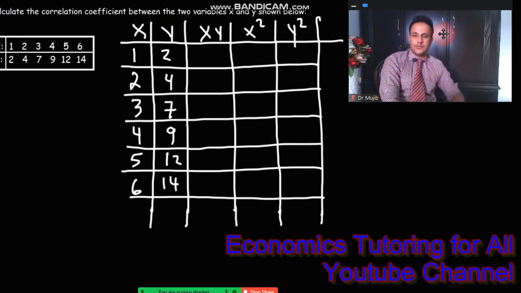Now we have to calculate xy. For that purpose we will multiply x with y values. That means 1 multiplied by 2 is equal to 2, 2 multiplied by 4 is equal to 8, and similarly 3 multiplied by the y value of 7 makes 21, 4 multiplied by 9 makes 36, and this is 60 as well. 6 multiplied by 14 is equal to 84.